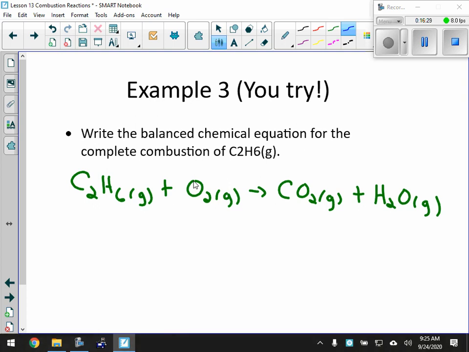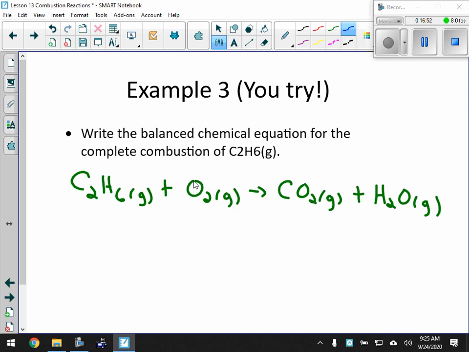I think this is the one we had on the sheet, right? I didn't even check. Is this the same example? Yeah, okay. Sometimes they don't match up perfectly. And of course, don't forget plus oxygen, carbon dioxide, gas, water, gas, okay? Water, gas. Got to make sure that that's there.